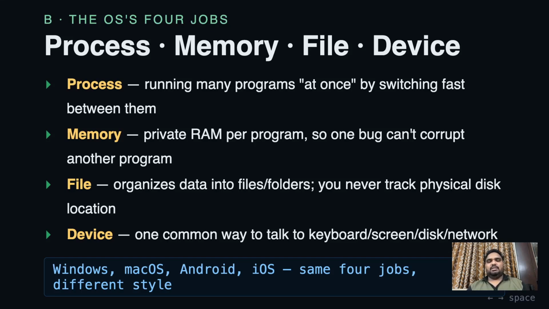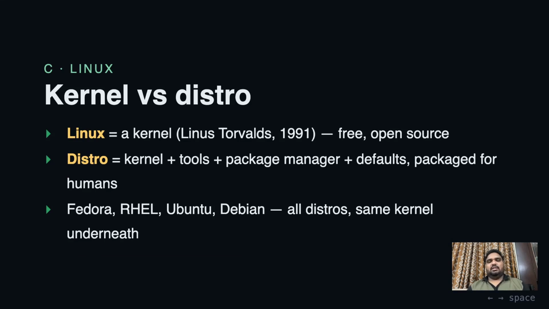Every operating system you have ever used, be it Windows, macOS, Android, iOS, does these same four jobs. Different style, same four jobs. And by the way, Android's core really is Linux. You have been using a Linux machine in your pocket this whole time. What Linux actually is? Let's see kernel versus a distro. Now Linux specifically, Linux is an operating system kernel created by Linus Torvalds in 1991.